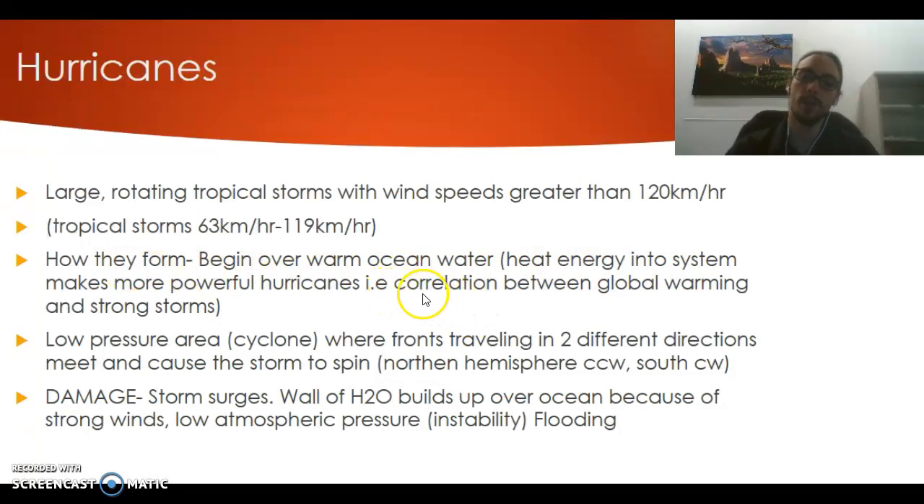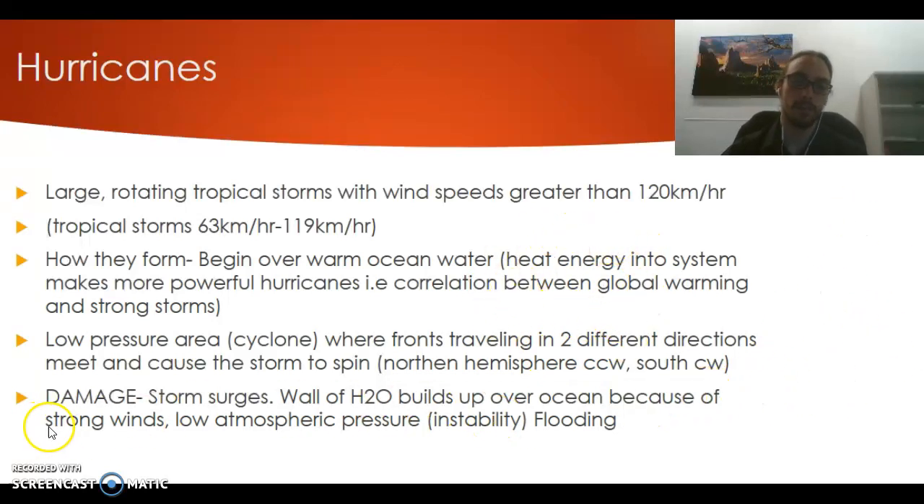So we do have a correlation between global warming and stronger storms because with more heat in the system, there's going to be more energy for that system to pull from. That's a very simple concept that people get confused by. So we get a low pressure area. That allows for air to be upmixed and create those convection currents. It's a low pressure area where two fronts traveling in two different directions meet and cause the storm to spin. In the northern hemisphere, it's going to go counterclockwise, and in the southern hemisphere, it's going to go clockwise.